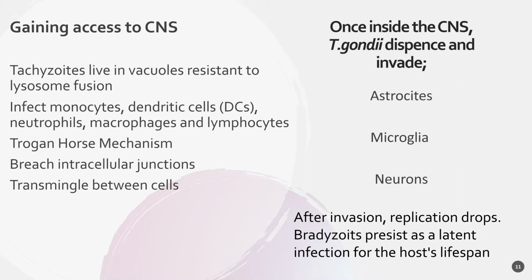They can also directly breach intracellular junctions and transmigrate between cells. Once inside the central nervous system, the T. gondii disperse and invade astrocytes, microglia, and neurons. After invasion, replication drops, and bradyzoites persist as a latent infection for the host's lifespan.